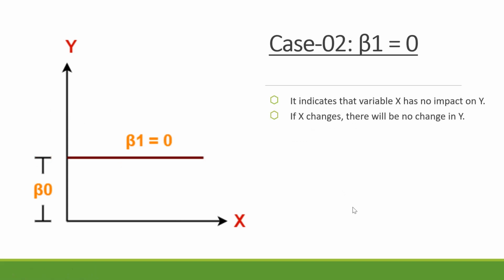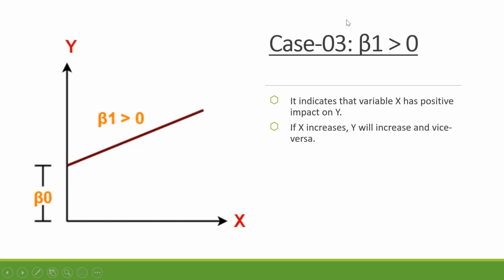Case 2. What will happen if b1 equal to 0? It indicates that variable x has no impact on y. That is, x is not having any impact on y. If x changes, there will be no change in y.